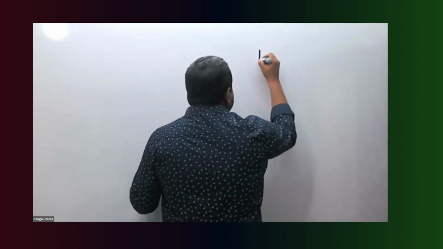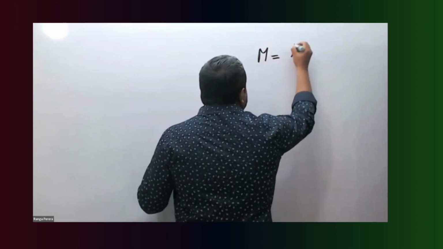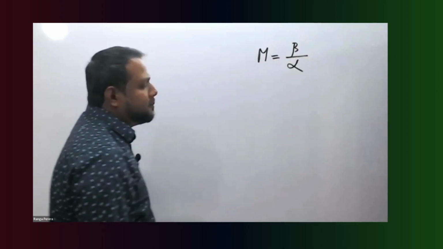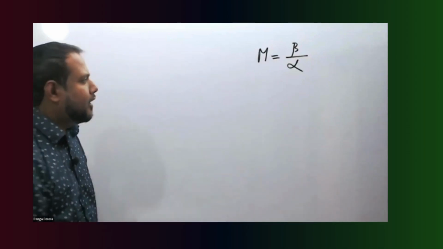You know that in optics we have magnification: image height divided by object height, image distance divided by object distance. Here the magnification is called the angular magnification. It's related to the angles. Angular magnification, I will define that. It is capital M, which is beta over alpha. I will define what beta and alpha are.